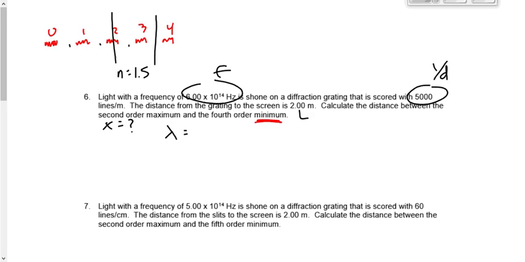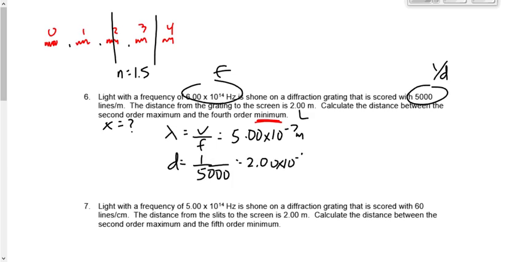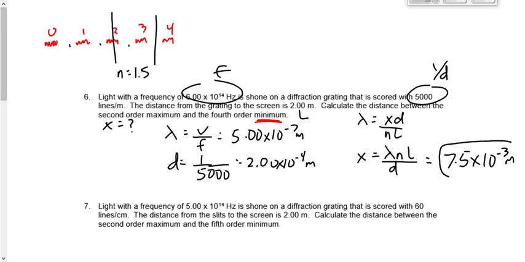You can find the value of lambda once again by v over f. 3 times 10 to the 8 divided by 6 times 10 to the 14. That's going to give us a value for lambda of 5.00 times 10 to the negative 7 meters. Find the value of D by saying 1 over 5,000. That's going to give me a value of 2.00 times 10 to the negative 4 meters. And then we're going to want to use this equation again. Lambda is equal to XD over N times L. We'd like to do our check, but we can't because we don't know what X is. That's okay. We'll go ahead and do it anyways. Sub in our numbers. X works out to be 7.5 times 10 to the negative 3 meters.